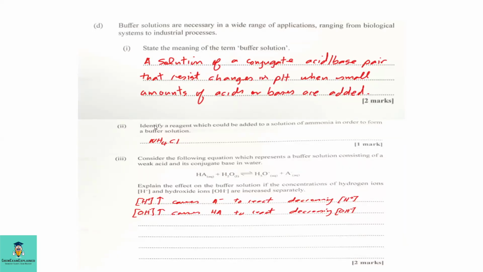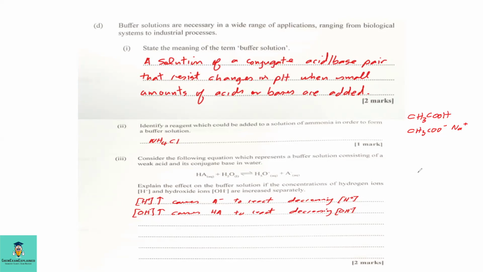Part 2. Identify a reagent which could be added to a solution of ammonia in order to form a buffer solution. What I want you guys to realize is that we have two types of buffer. You have an acid buffer and a base buffer. So if you have an acid buffer, you need two things. You need an acid, for example, CH3COOH, and you need the conjugate base, which is CH3COO minus. Now, so you're not confused, I could put Na plus here. But this is the acid and this is the conjugate base. This is an acid buffer.